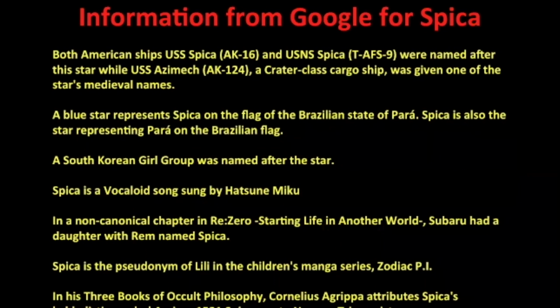And then, there's one more. I just typed Spica in Google. And all I learned about Spica was that both American ships, USS Spica and USNS Spica, were named after the star, no? Spica star. So USS ships, American ships, they were like Carter class cargo. Cargo is what? Taking materials and coming out. Libra. I know all Libra star we can think of. A blue star represents Spica on the flag of the Brazilian state of Para. Maybe Brazilian has got something to do with Spica, maybe.